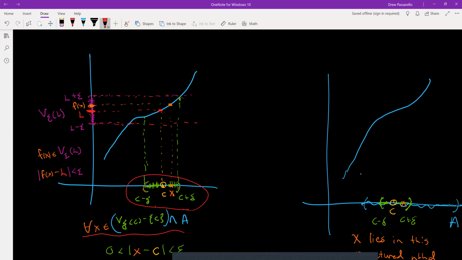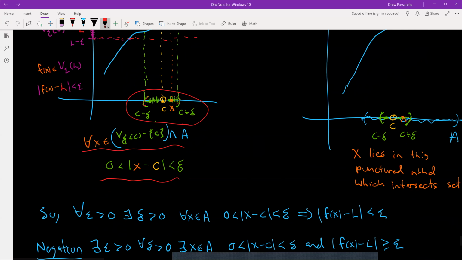All right, so given any epsilon neighborhood around L, we can find a corresponding punctured delta neighborhood around C that intersects set A. That's what it's going to mean for the limit.